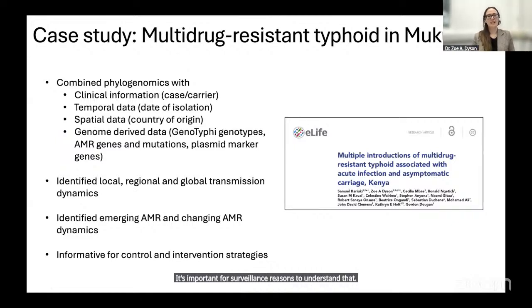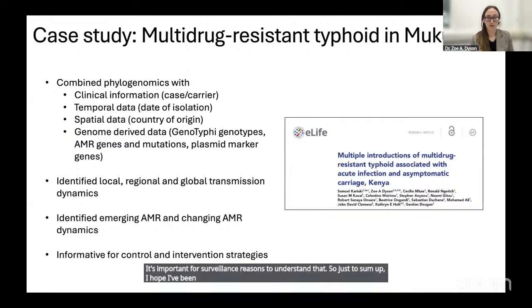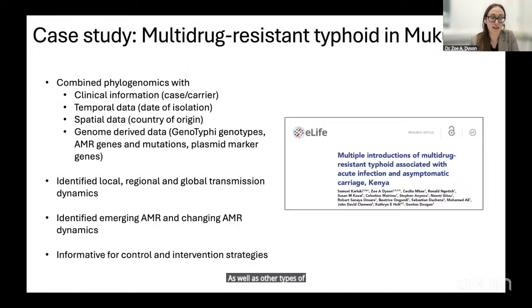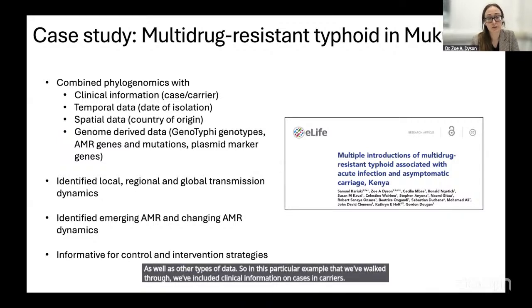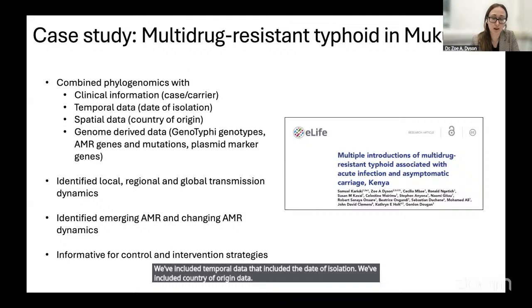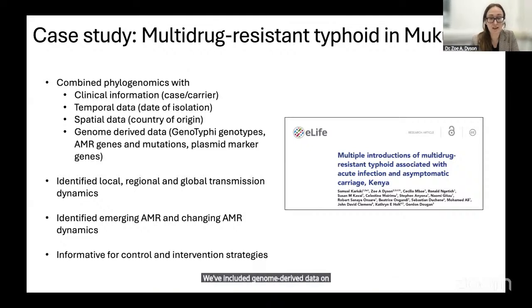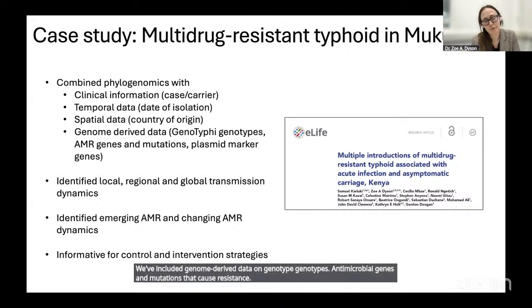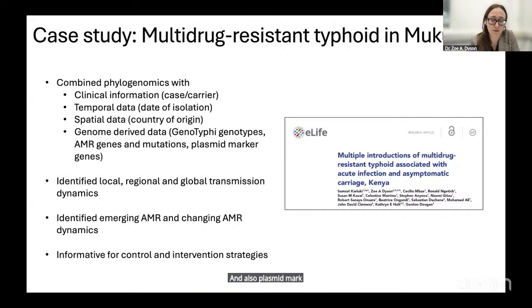So just to sum up, I hope I've been able to convince you of the utility of including phylogenomic and phylogenetic analyses in a genetic epidemiology study, as well as other types of data. So in this particular example that we've walked through, we've included clinical information on cases and carriers. We've included temporal data that included the date of isolation. We've included country of origin data. We've included genome-derived data on genotypes, antimicrobial genes and mutations that cause resistance, and also plasmid marker genes to help us understand some of those dynamics.